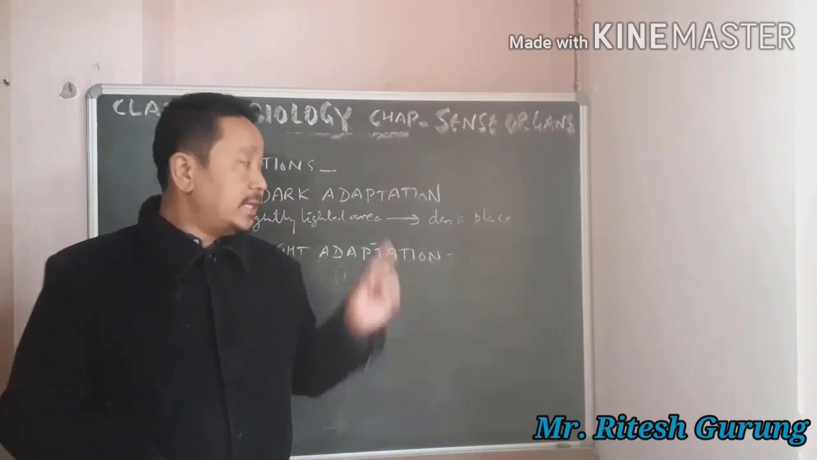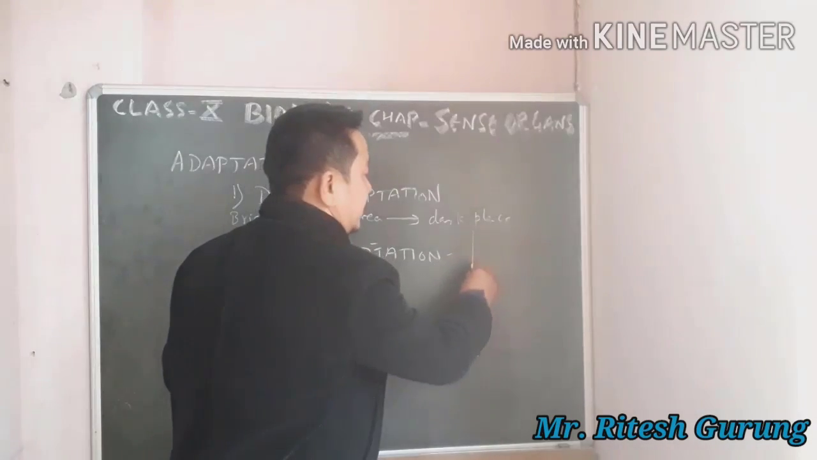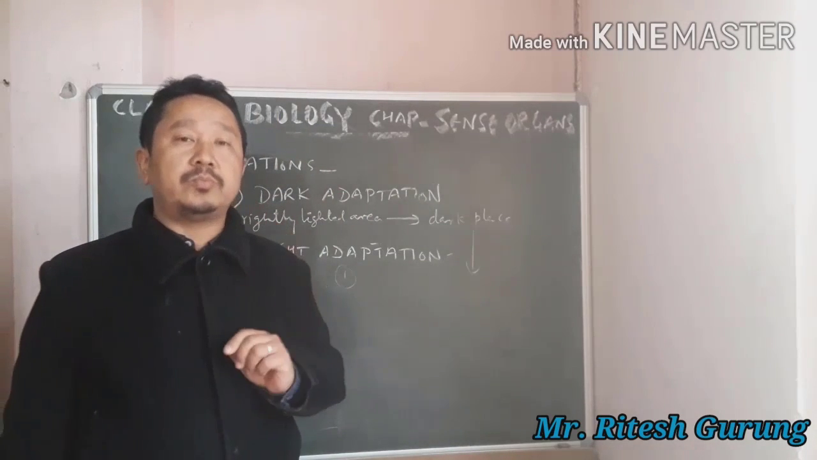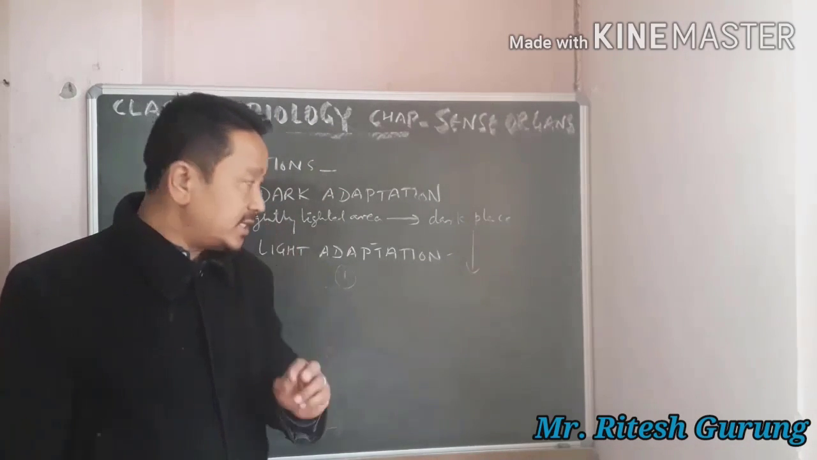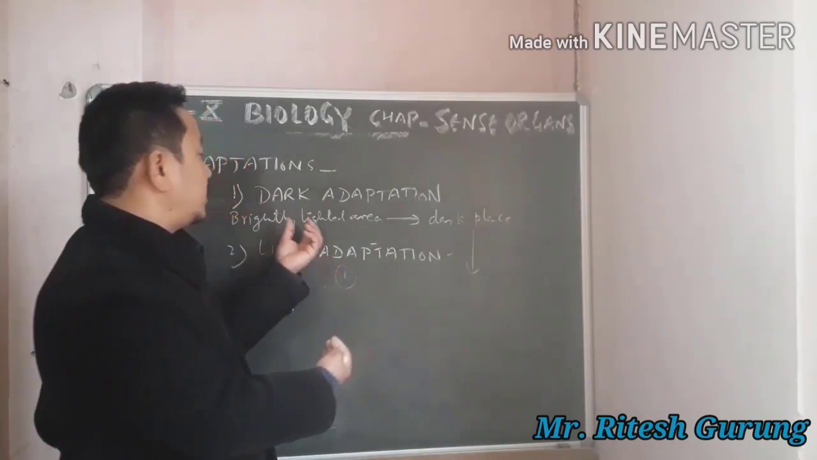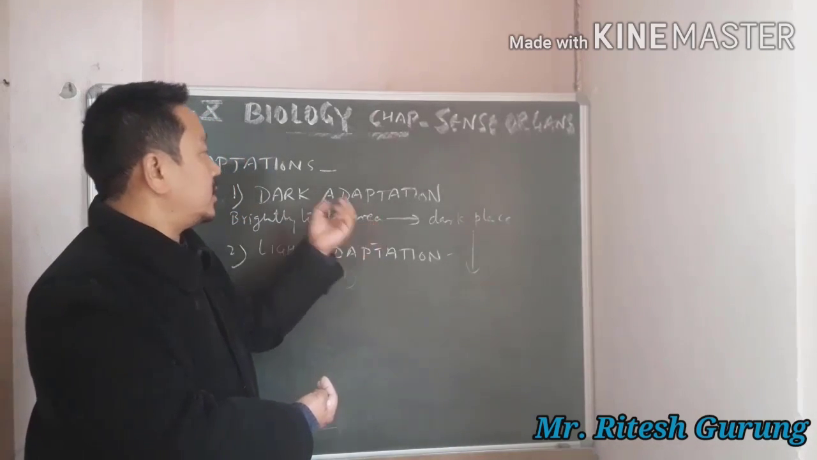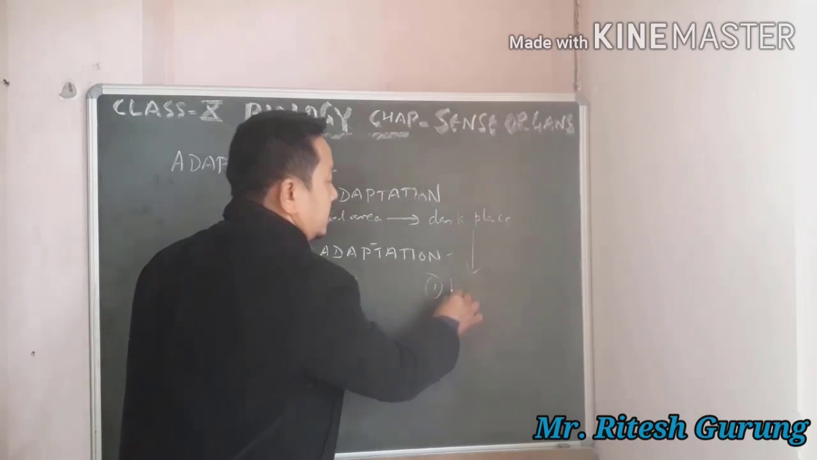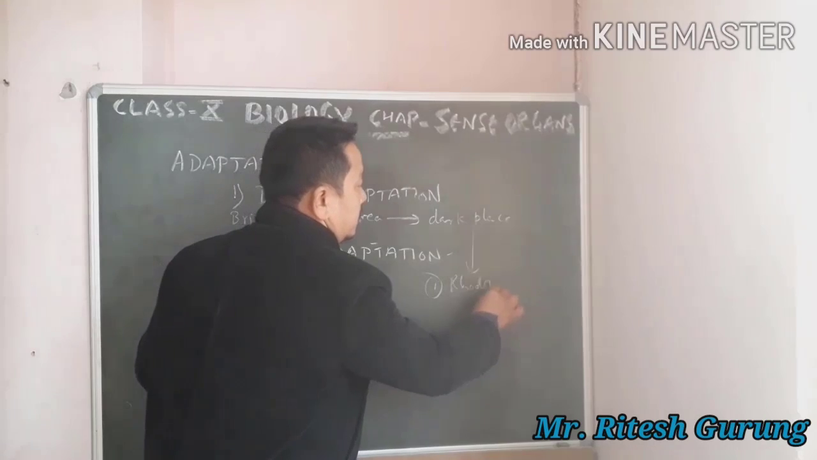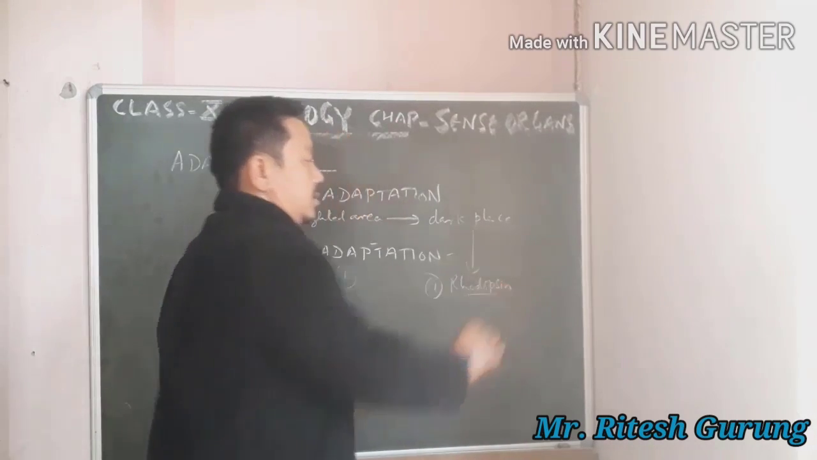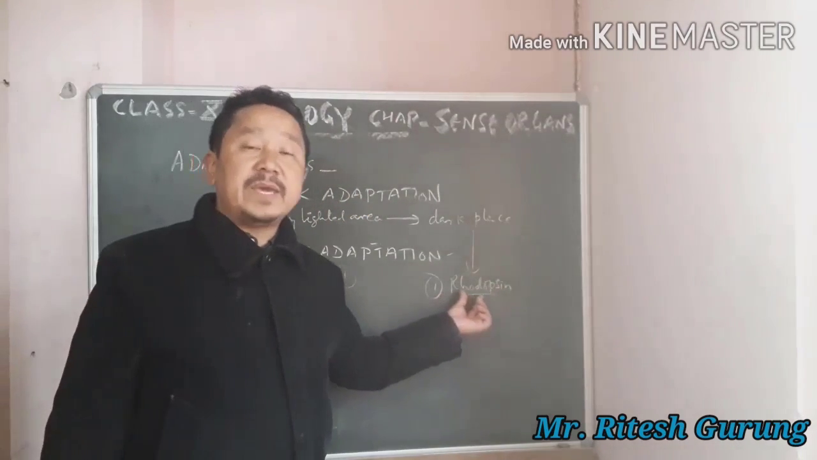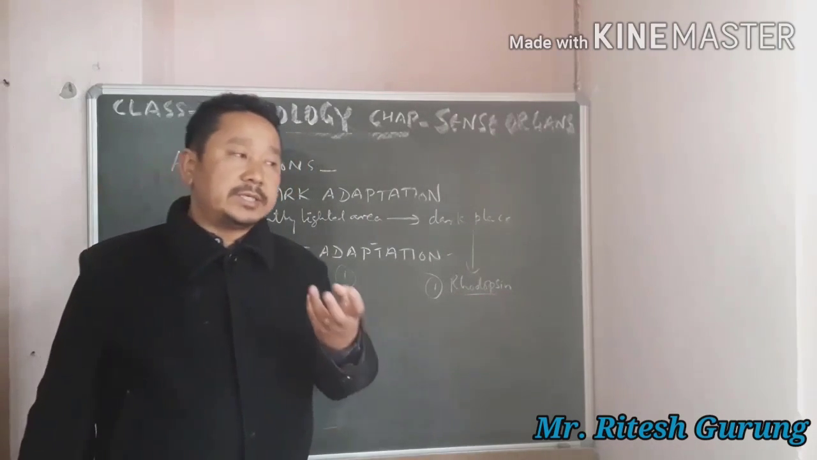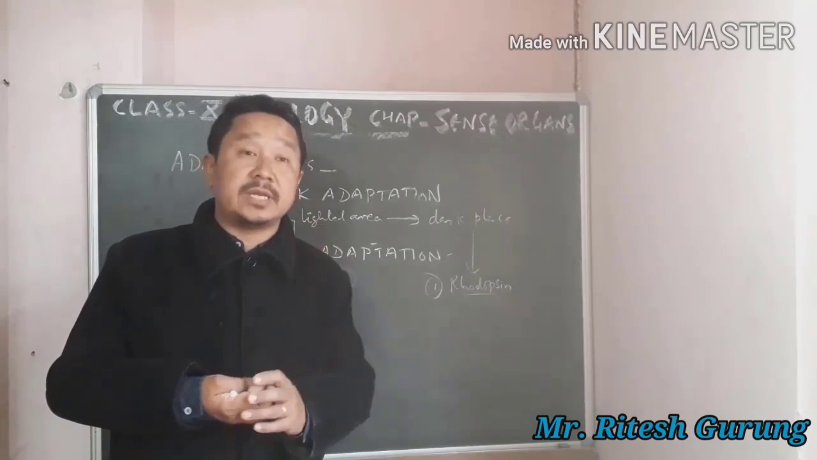And this dark adaptation mainly takes place because of two reasons. There are 2 points that you have to understand about how dark adaptation takes place. Number one, rhodopsin. Rhodopsin is the pigment of rod cells. Rod cells are a type of sensory cell of the retina.